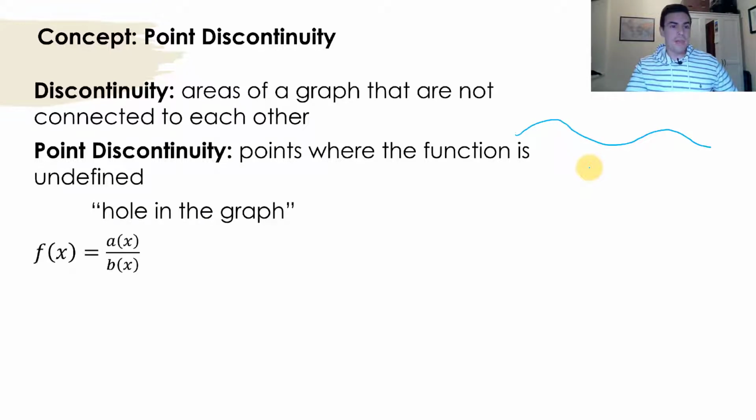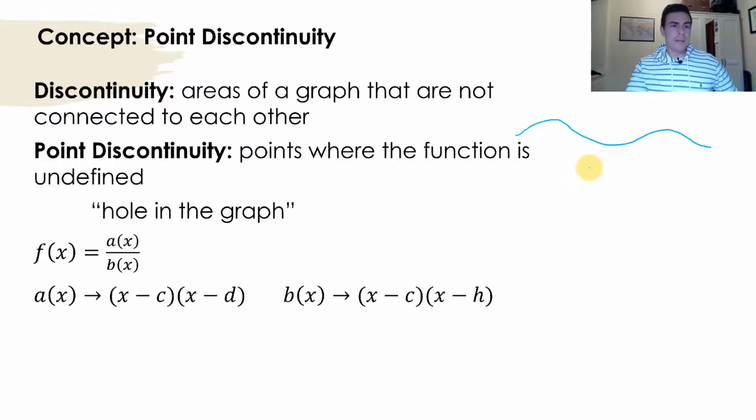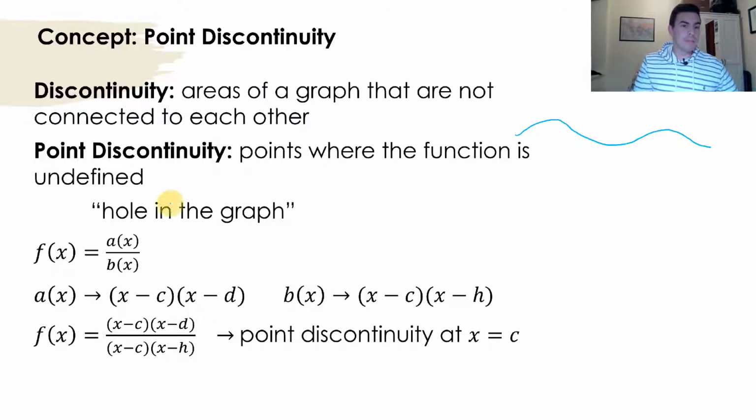So if I have f of x is equal to a of x over b of x, and if I factor a of x and b of x, and they both have this factor here, if I rewrite my function in factored form, if I have the same factor in the numerator as I have in the denominator, we can see that these cancel out, and that is going to yield a point discontinuity at x equals c. And that is at x equals c because this is minus c. If this was plus c, our point discontinuity would be at x equals negative c. So really we just set this equal to 0 and solve, and that is going to be our point discontinuity from that factor.